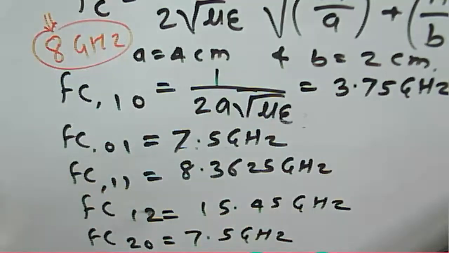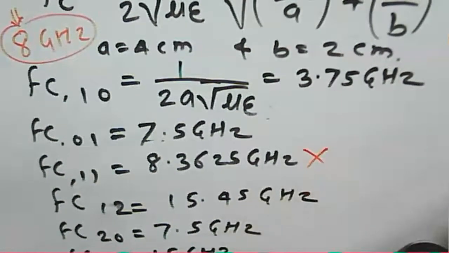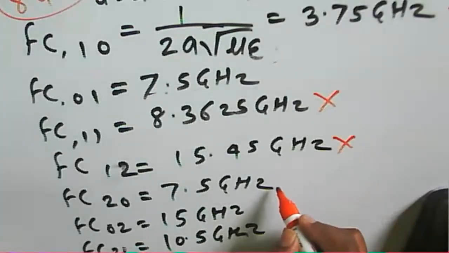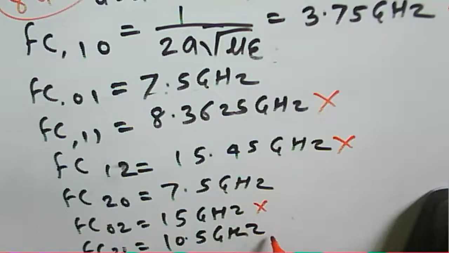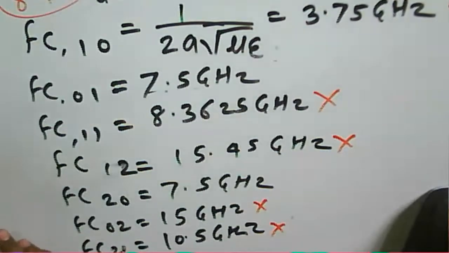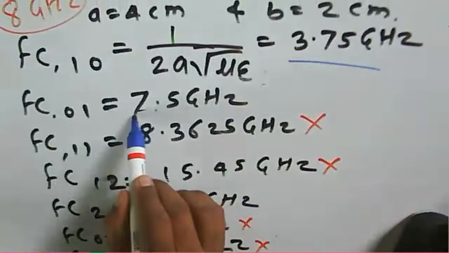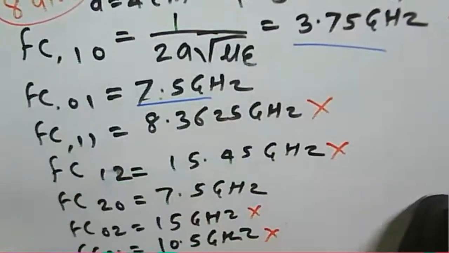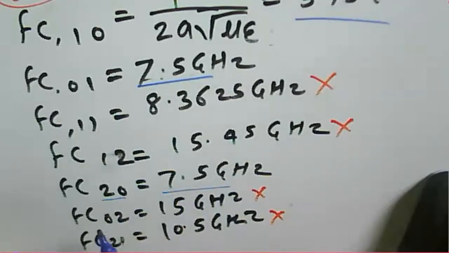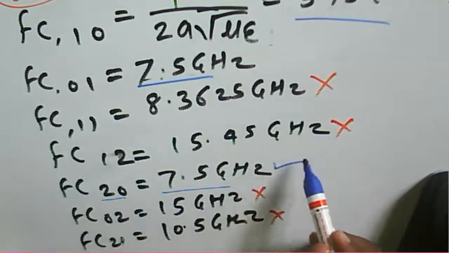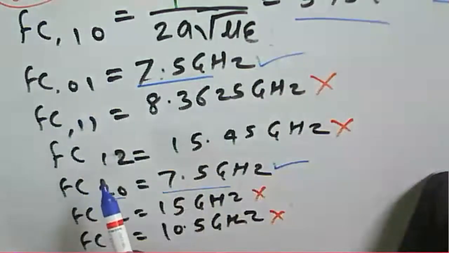So here is the answer: find the modes that can be used to transmit the 8 GHz. This mode, the frequency is large, so it is not supporting. This mode, the frequency is large. Now this one will be supported. This is not supporting, this is not supporting. So which modes support passing the signal frequency? That is FC10, which is 3.75 GHz. Another is 7.5 GHz, that is FC01. Then FC20 has a 7.5 GHz frequency. So these are the modes: FC10, FC01, FC20. These are the modes that will pass the signal frequency through.